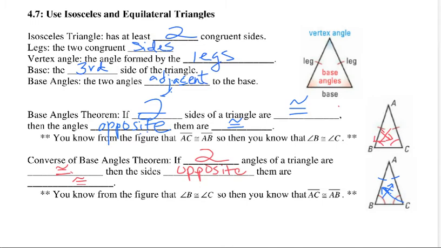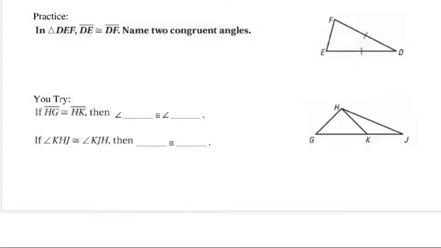We can see in this first picture that if we know that DE is congruent to FD, then the two congruent angles are opposite those two sides. So if you draw arrows going across from those two sides to the opposite corner, or the opposite angle, that would be angle E and angle F. So angle E is congruent to angle F.